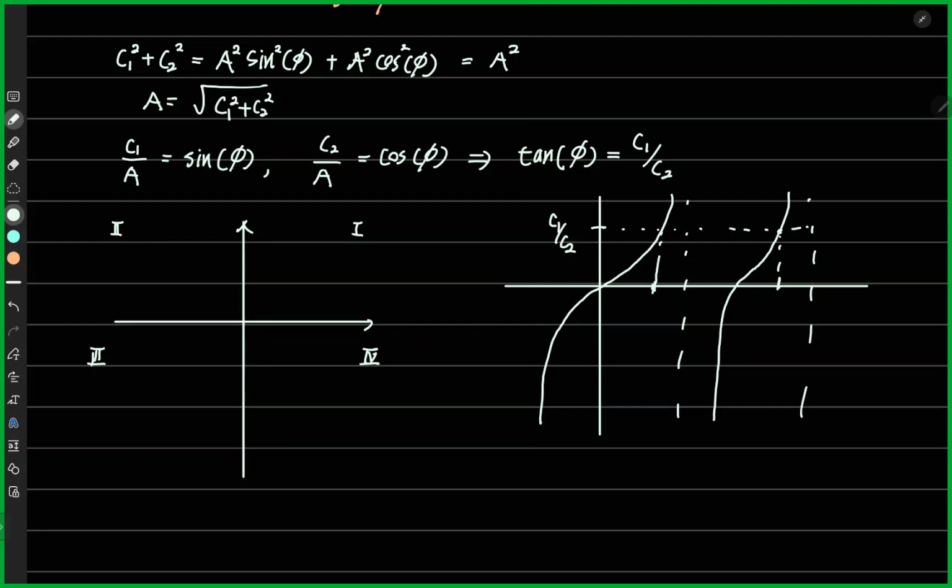So now then, the first quadrant, all sine, cosine, tangent positive. I think you know about this, right? So this is C1, this is C2. Here C1 is greater than 0 and C2 is greater than 0. So if C1 and C2 both are positive, then phi must lie in the first quadrant.